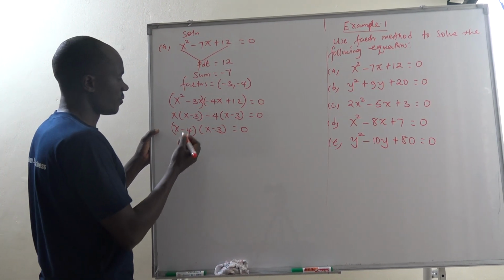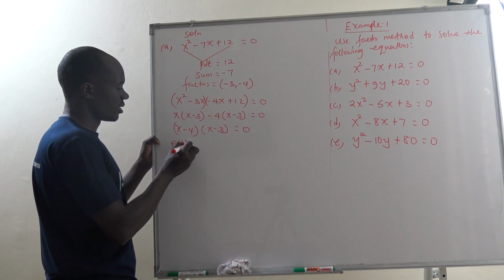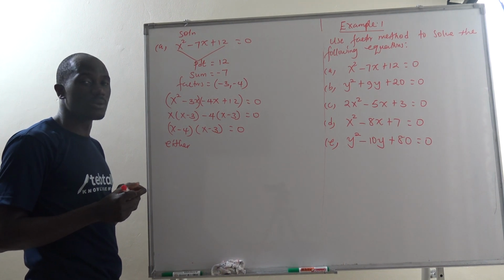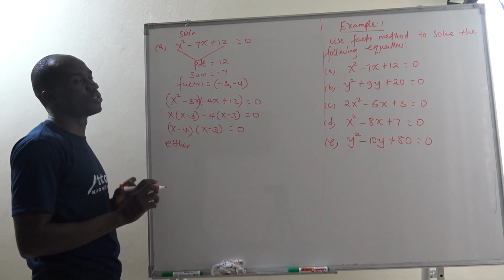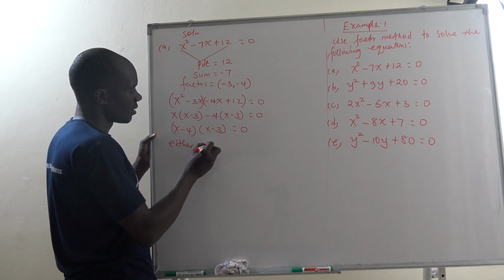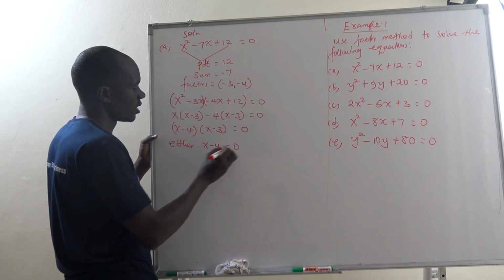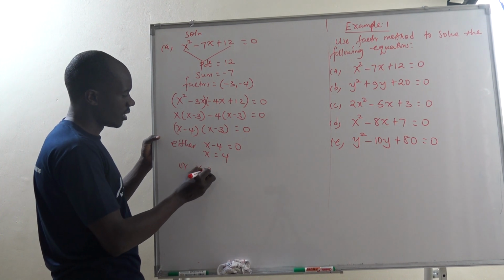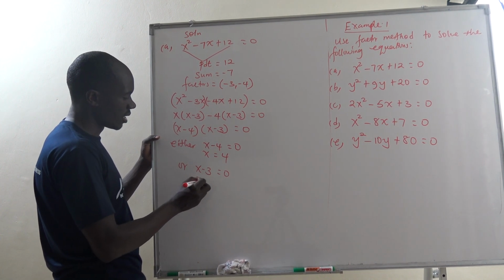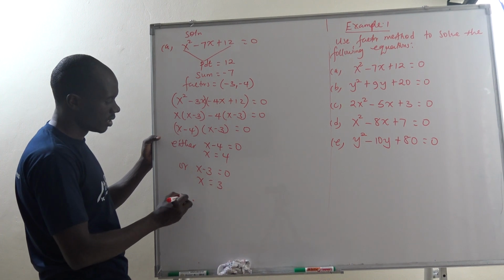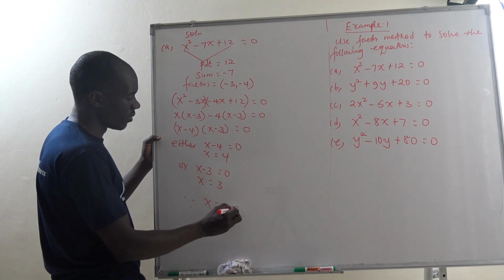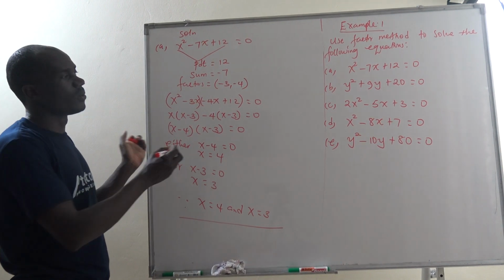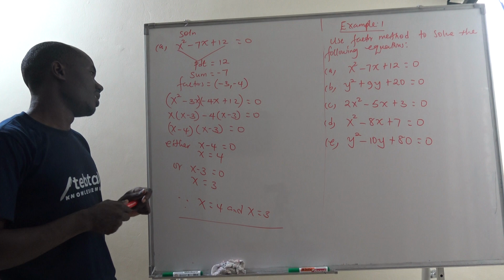So from here we say either, and I normally say either when the thing is equal to 0. If it's equal to 5, don't say that, because that would not be mathematics. Either x minus 4 equals 0, take it to the other side, x equals 4, or x minus 3 equals 0, take it to the other side, x equals 3. So x equals 4 and x equals 3. This is the way we go when dealing with the factor method.